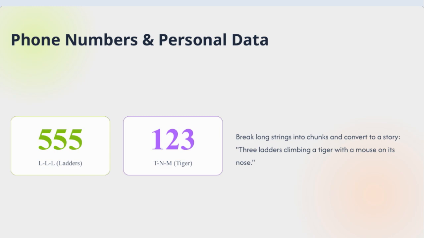The mouse on the nose, that's often a symbol of small, seemingly insignificant details that can still have a big impact. In the context of data security, this image reminds us that even seemingly minor details, like phone numbers or personal data, are critical. These details are like that mouse on the tiger's nose, small but important. When we handle such information, we need to be cautious and aware of the risks involved. The key takeaway here is that managing data isn't just about big threats. It's about paying attention to the small, often overlooked pieces that can cause major issues if mismanaged. Whether it's phone numbers or personal data, these are the details that can be exploited if we're not careful.